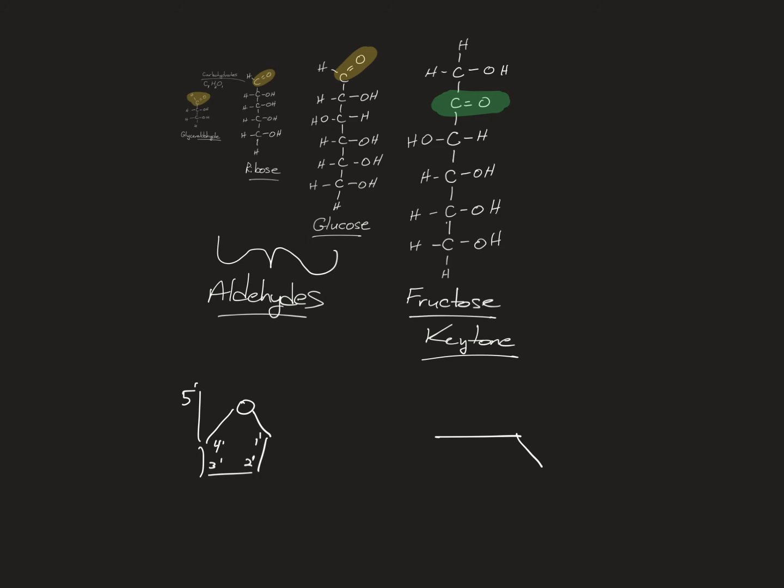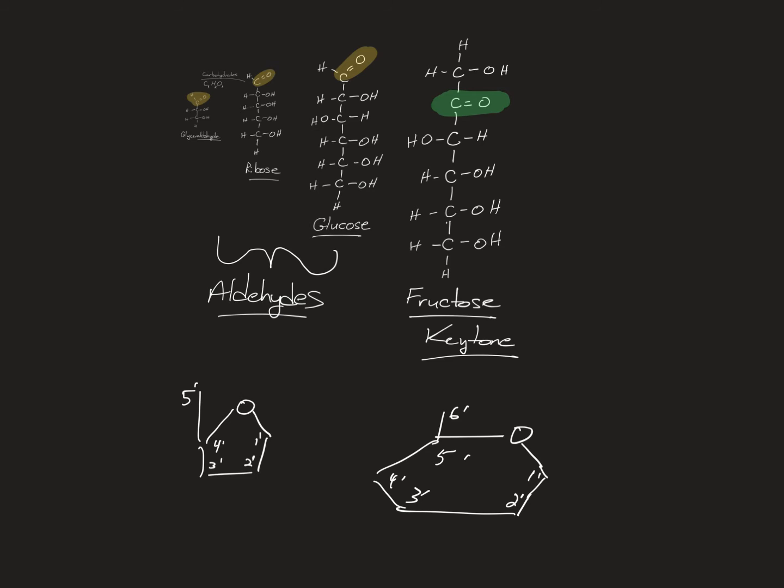Glucose makes a ring that looks like this. Glucose looks like this, and it has 1, 2, 3, 4, 5, and 6. Oops, that's why I messed that up. Sorry, I always mess that up. The oxygen goes here. 1, 2, 3, 4, 5, and 6. Again, they're primes.